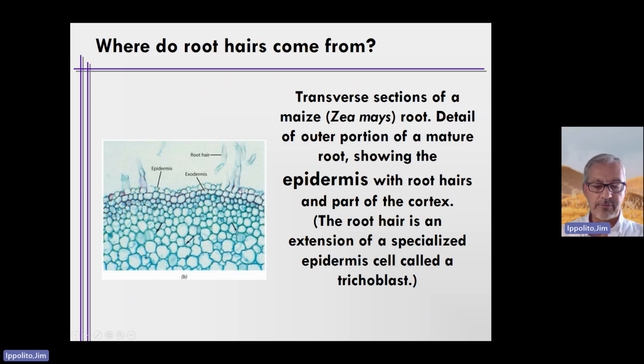trichoblasts. And I'm not expecting you to remember that term trichoblast, but you'll notice that not every single epidermal cell is turned into a root hair, but some are triggered, and they're triggered to create or generate root hairs to explore the soil for water and nutrients. And they come from the epidermis.